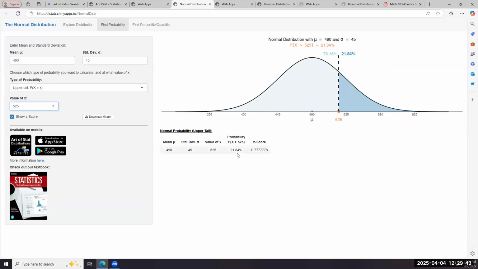21.84%. If you want to do it yourself, you have to change the x into the z first. This is the z number. Then you can use the table that I gave you. And this one, of course, is much, much easier. It's going to be the area to the right, and the final answer is 21.84%.